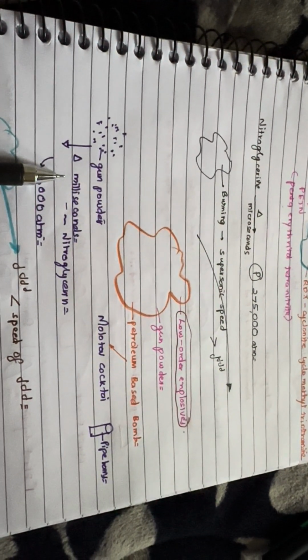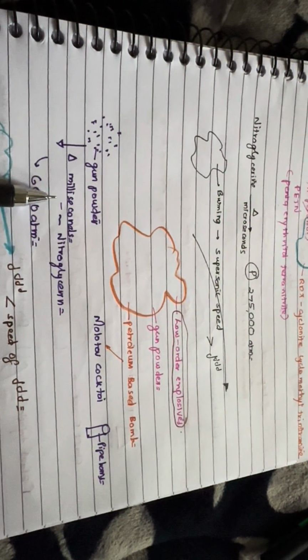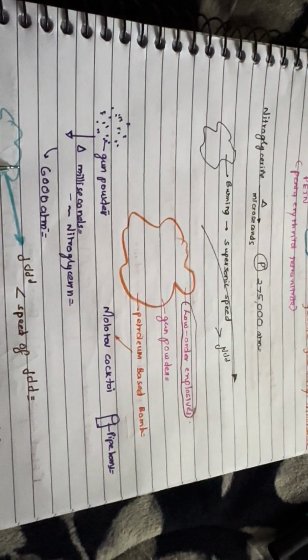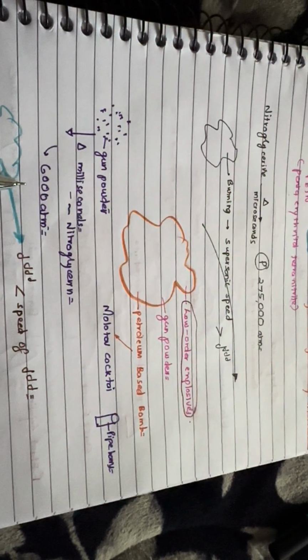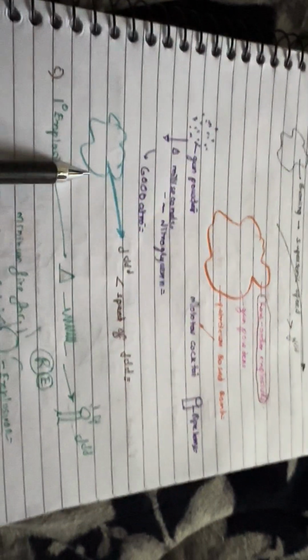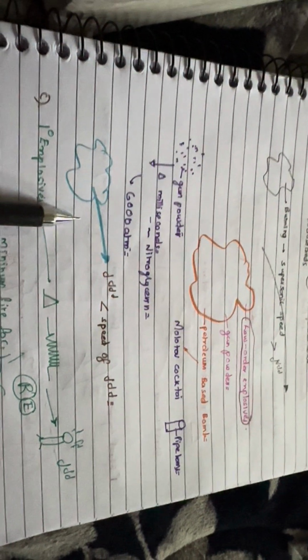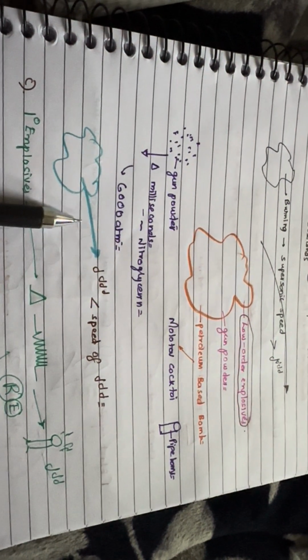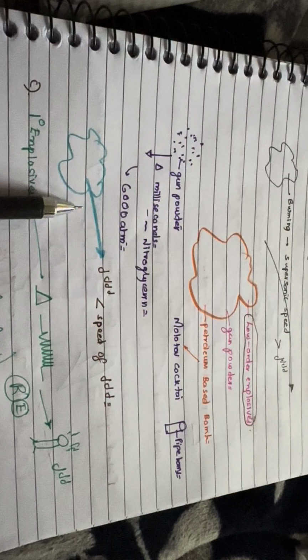Gunpowder burns in a millisecond, slow as compared to nitroglycerine, and produces a pressure of 6000 atm. The burning front moves with a subsonic speed, that is, less than the speed of sound.